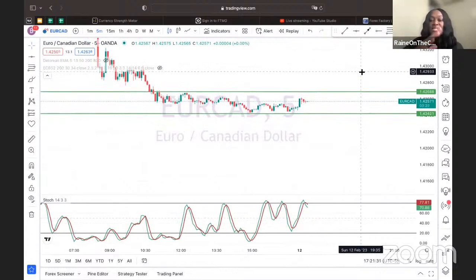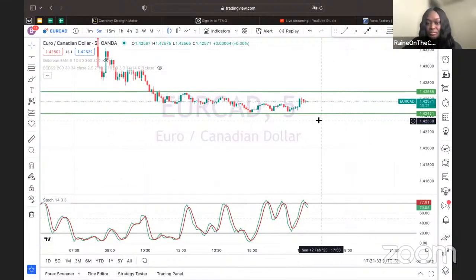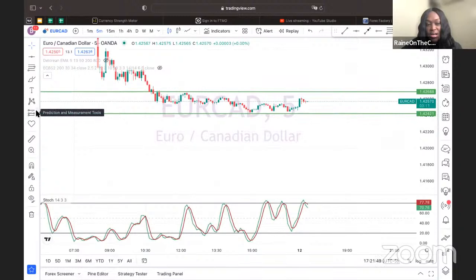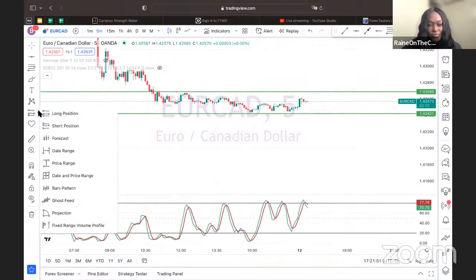So let's say it came up and made a pullback up here. I would be looking to enter to take it down, given that the currency strength is as it is right now. So here, if you click on this, you have the long position, you have the short position.